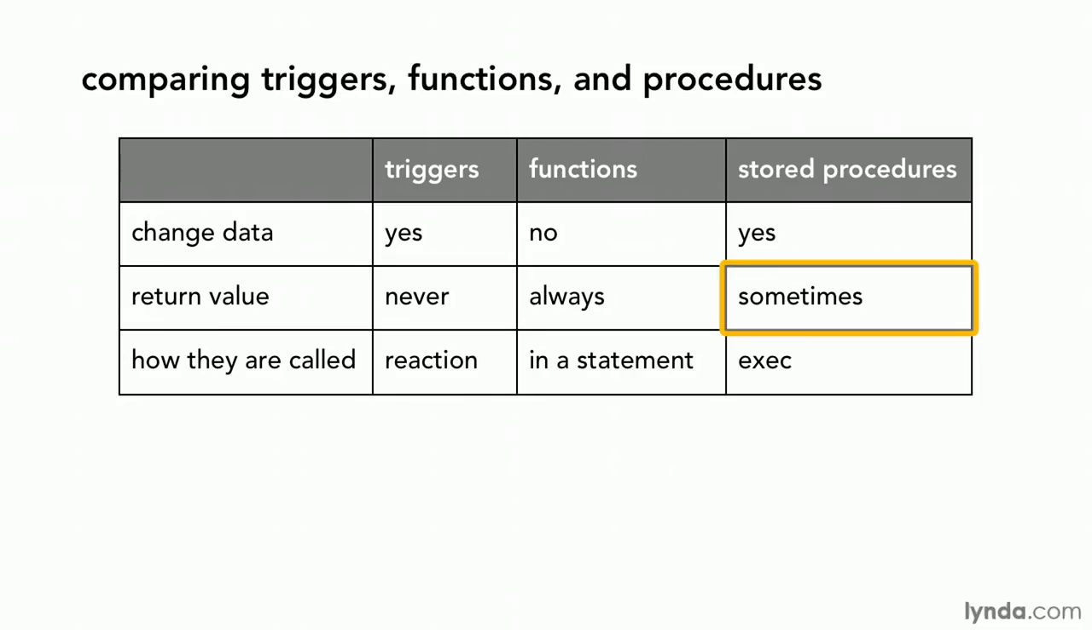Stored procedures are somewhere in between. Typically, the point of a stored procedure is to change data in the underlying tables, but it is allowed to return a value if it wants to. Commonly it returns a 0 or a 1 to indicate success or failure.